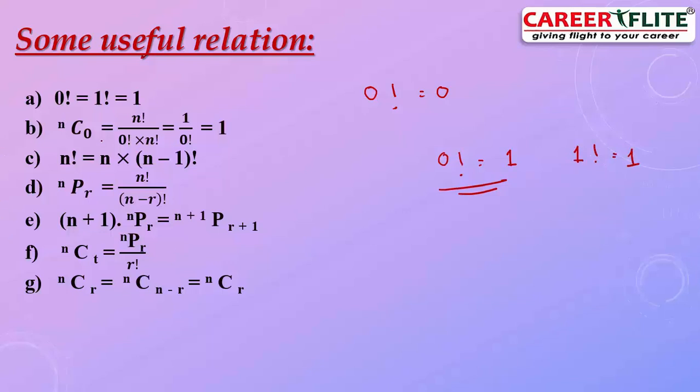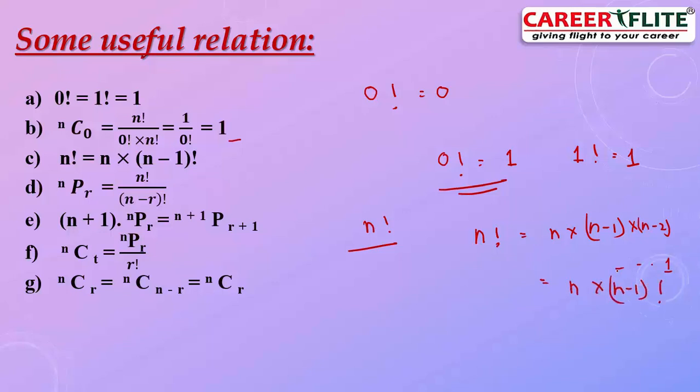Here nC0 means n factorial divided by 0 factorial into (n minus 0) factorial, that is n factorial divided by n factorial, so it will be 1. For n factorial you can write n into (n minus 1), because what is n factorial? n factorial is nothing but n into (n minus 1) into (n minus 2) till 1. So what we can write here is n into (n minus 1) factorial.